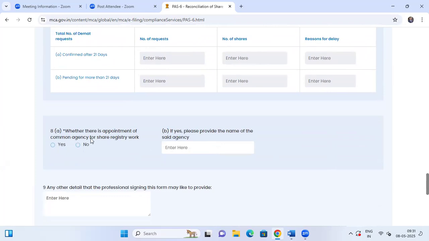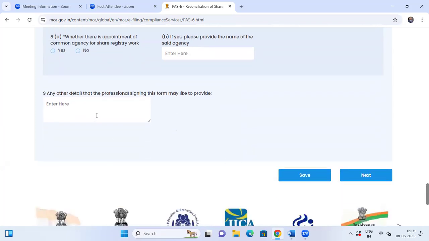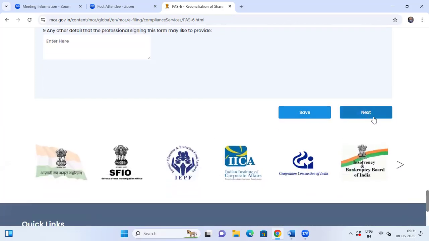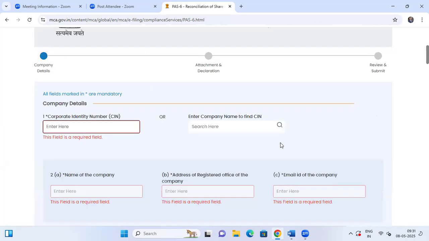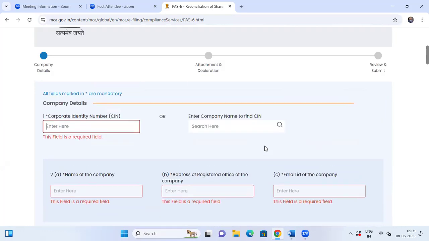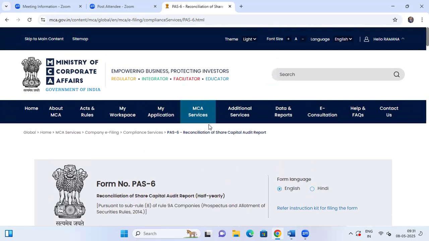Then whether there is appointment of common agency for the share registry work, RTA is appointed, yes, and give the name. Any other details that the professional signing this form may like to provide, then yes, details can be given. Then save and go to next. Then the certificate column will be there. Then after that, upload the form. Then fill in the certification details. Then DSC. Then again download and upload the form and pay the fee. This is the form PAS-6.